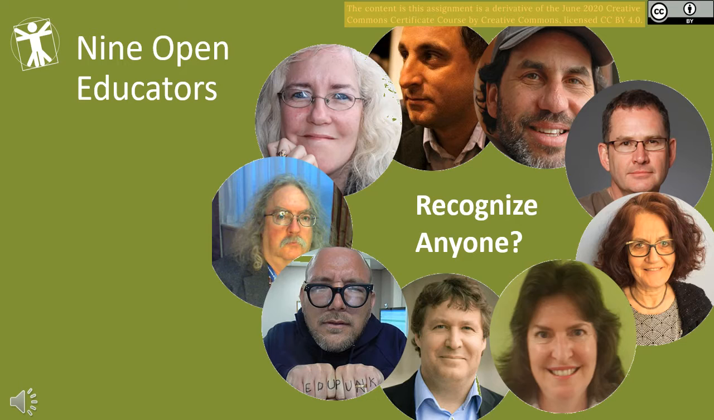So instead of having to approach, and this is in clockwise order, Alec Couros, Alan Levine, Paul Prinsloo, Laura Czerniewicz, Cheryl Hodgkinson-Williams, George Siemens, Jim Groom, Stephen Downes, or Grainne Conole, and ask each of them for permission to use, share, or adapt their creative work, you can simply look at the CC license they chose. This CC license then allows them to indicate upfront what they will and won't allow others to do with their work.